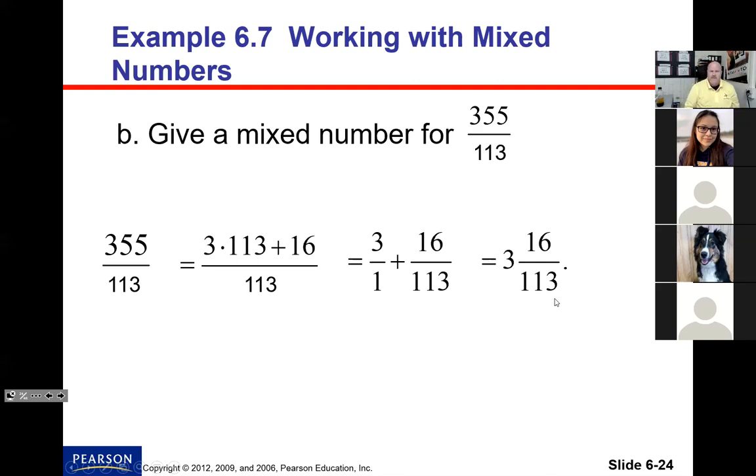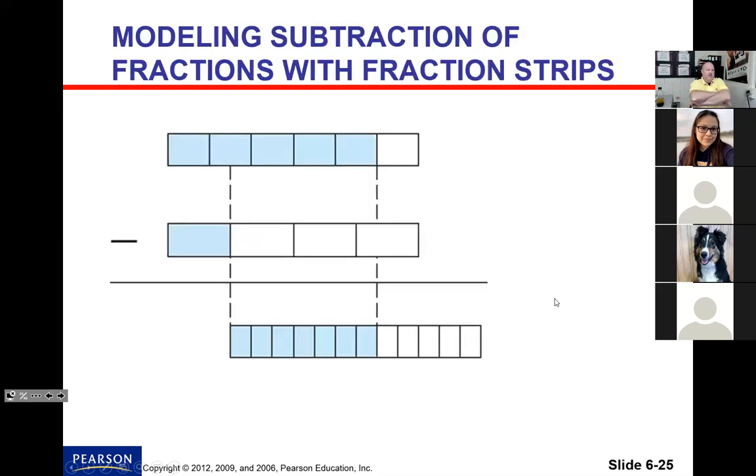Okay. So let's talk about just subtraction before we do this one. In subtraction, subtraction with common denominators is the same as addition. If you have common denominators with subtraction, you just subtract the numerators. But the problem is when you have different denominators. So let's look at this pictorial example here.